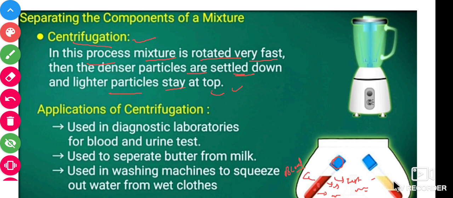So this kind of thing is separated by centrifugation. It is used in diagnostic laboratories for blood and urine tests, to separate butter from milk, and to squeeze water from wet cloth in the washing machine.